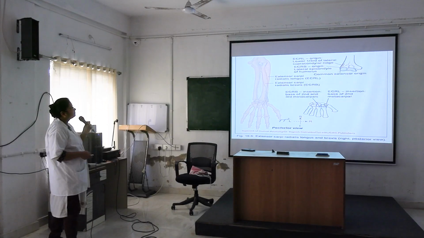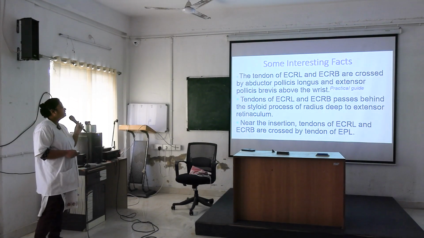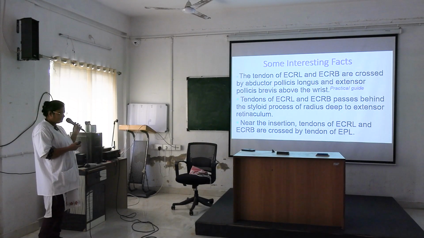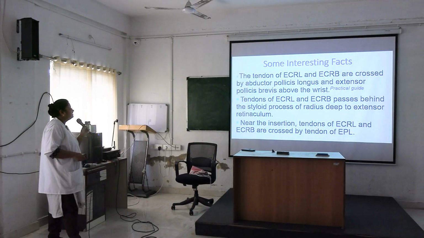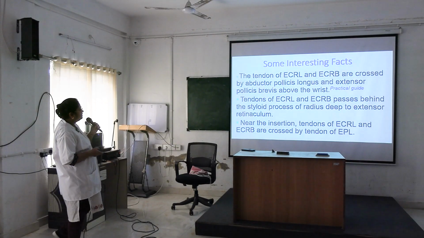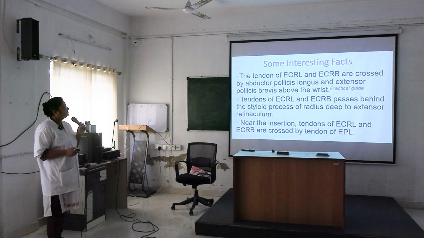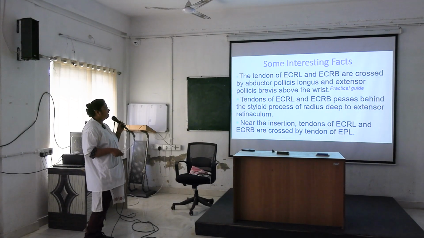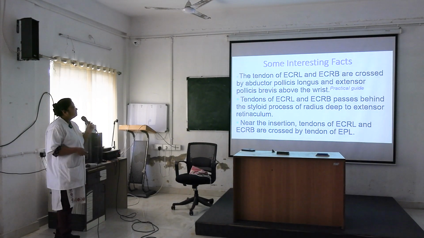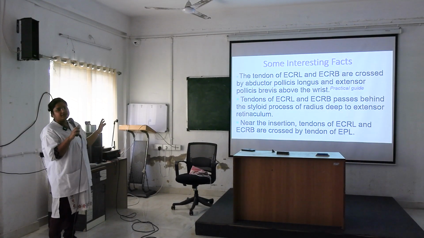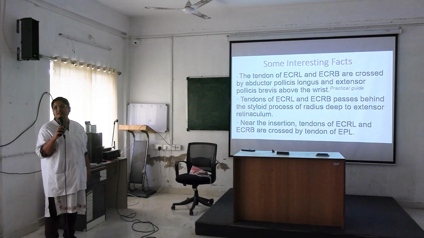Okay, understood. ECRL, ECRB. The tendons of extensor carpi radialis longus and brevis are crossed by the abductor pollicis longus and extensor pollicis brevis above the wrist, and the tendons of ECRL and ECRB pass behind the styloid process of radius deep to the extensor retinaculum. Near the insertion, the tendons of extensor carpi radialis longus and brevis are crossed by the tendon of extensor pollicis longus. You have seen in this diagram of anatomical snuffbox, abductor pollicis longus, extensor pollicis brevis and extensor pollicis longus all were crossing the insertion of ECRL and ECRB.